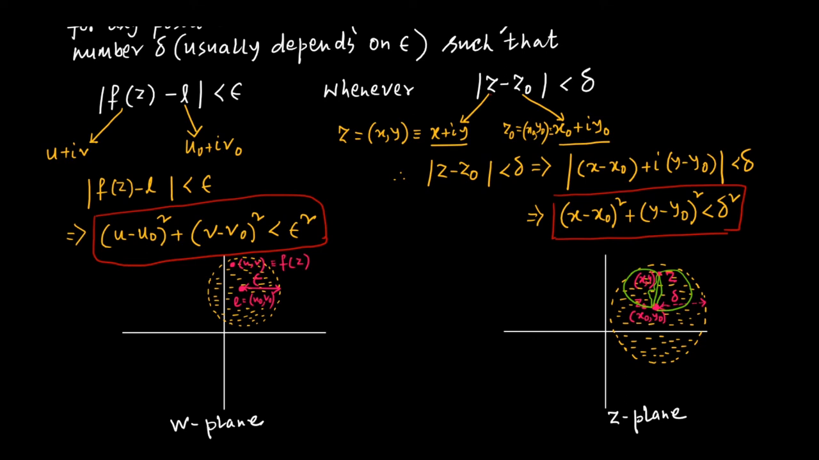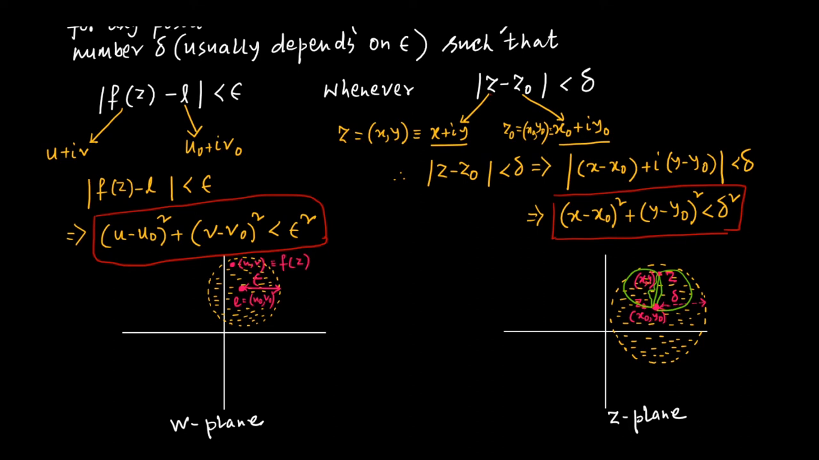That means whenever Z approaches arbitrarily close to Z0 by whatever path it may be, f(z) will approach L. Whenever Z approaches Z0 by whatever path it may be, f(z) approaches L. So that is what is meant in this particular definition.